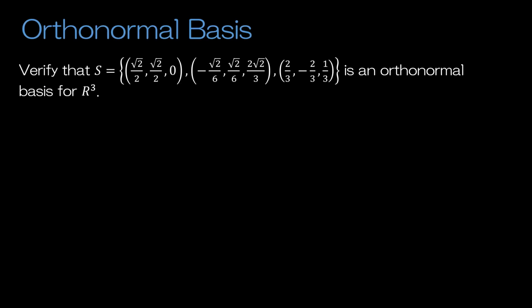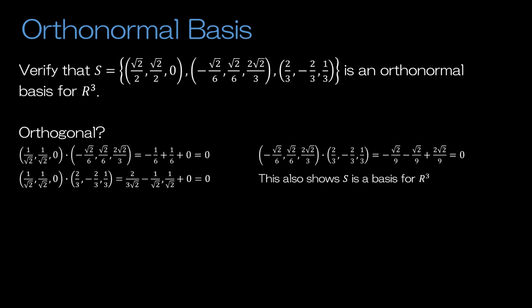Let's do the same for a slightly more complicated set. We have S is radical 2 over 2, radical 2 over 2, 0, and then radical 2 over 6, negative radical 2 over 6, 2 radical 2 over 3, and 2/3, negative 2/3, 1/3. We're going to perform the exact same steps. First, determine that each pair of vectors is orthogonal, and then determine if each vector is a unit vector, therefore it is an orthonormal basis. So I would like you to try this question on your own. Press pause. When you're done, press play to see how you did.